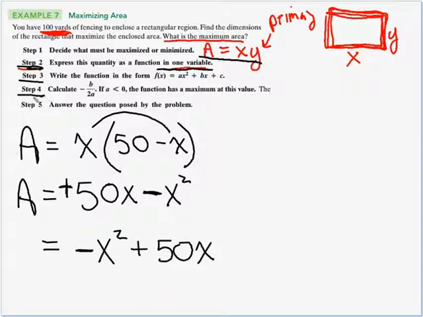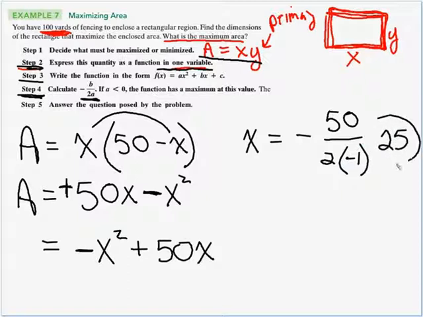Now step 4, we're not finding the whole vertex, we just want that nice x value. We only need the x value of that vertex. So x equals negative b over 2a. Well, our b is 50, and 2 times a, our a is here in front of the x, and there's an implied 1 there, negative 1. So if we put the negative up there with the 50, negative 50 divided by negative 2 is 25. So we know x, we know this side of the rectangle has to be 25.